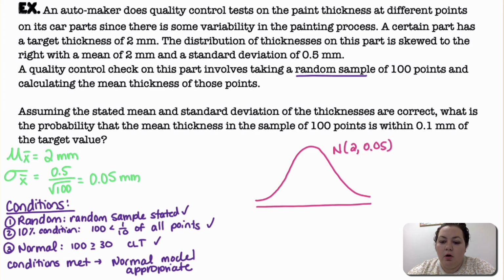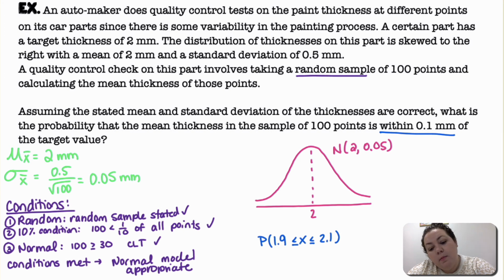So I'm going to draw my normal curve. I have a mean of 2 and a standard deviation of 0.05. Again, make sure you're using the standard deviation from the sampling distribution, not the original standard deviation they gave you for the parent data. My mean is 2, and I want the probability that x is within 0.1 millimeters, so I go back 0.1 and forward 0.1, between 1.9 and 2.1. Since my standard deviation is 0.05, that is 2 standard deviations above and below.